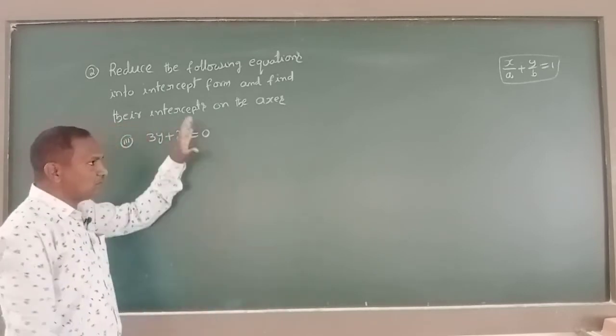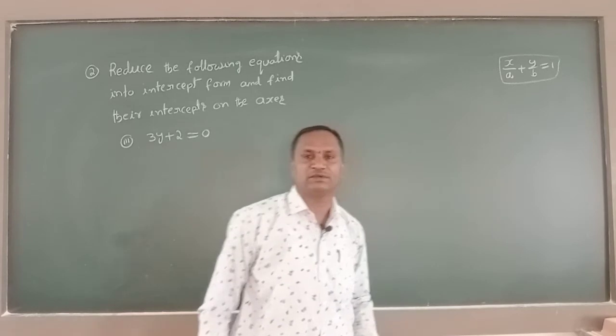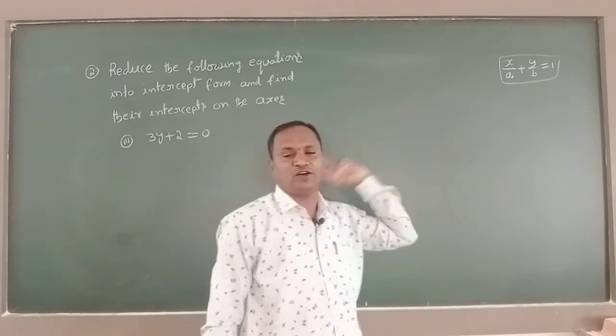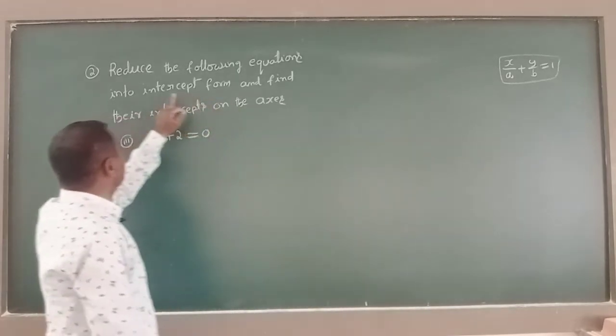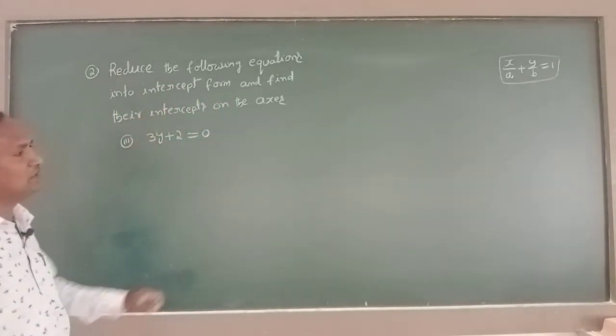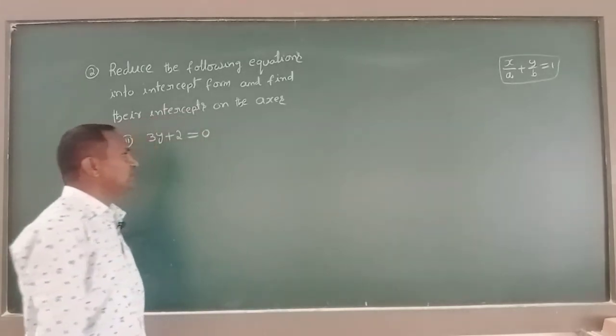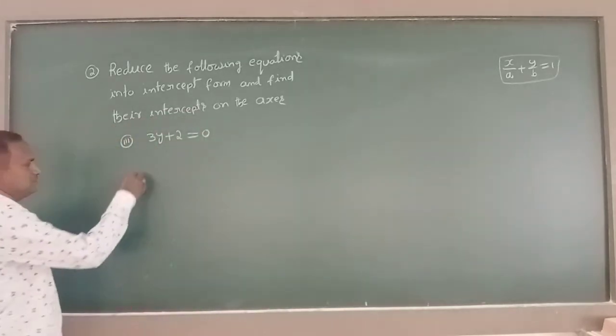All these questions depend upon this form only: x by a plus y by b is equal to 1. I have written that formula because the question says to reduce the following equations into intercept form. Now we are going to give the solution for this question.